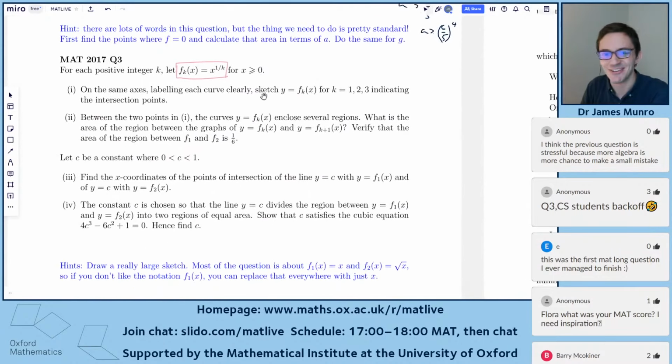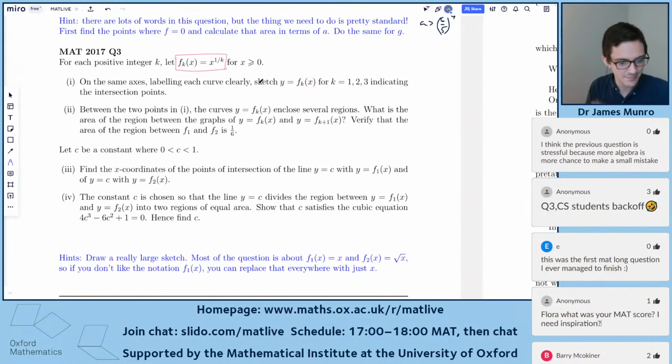Okay, long question. Okay, so we've got this fk of x. It's x to the 1 over k for different values of k. And this question is going to explore getting us to sketch what those look like for 1, 2, and 3, which is fine. And then there's some regions. They ask us for the regions, but that's not too bad because these functions are just powers of x. So I believe in us. We can integrate these to find those areas.